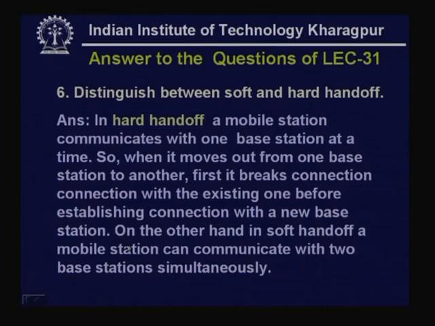Sixth question was, distinguish between soft and hard handoff. As we know, in case of hard handoff, a mobile station communicates with only one base station at a time. So, when it moves out from one base station to another, first it breaks connection with the existing one before establishing connection with the new base station. On the other hand, in soft handoff, a mobile station can communicate with 2 base stations simultaneously, and gradually the control is transferred from one base station to another base station.